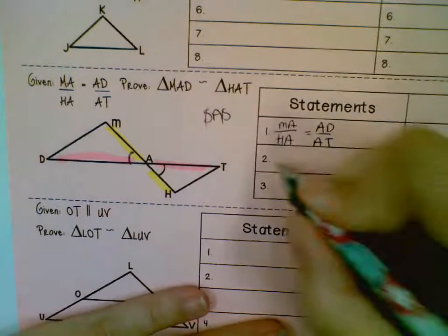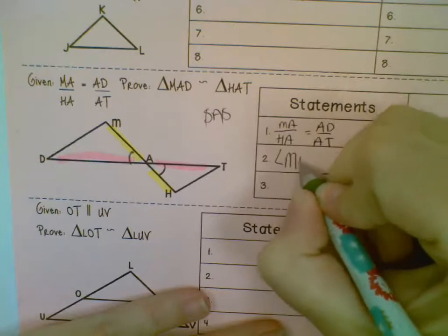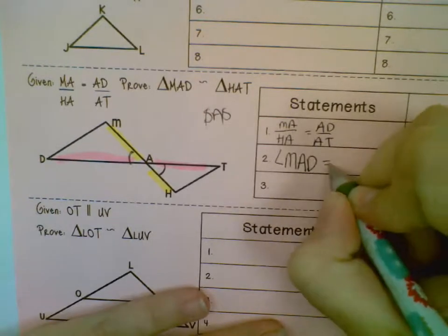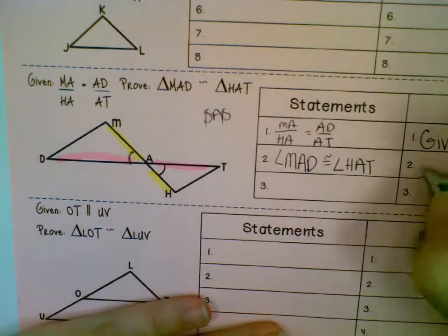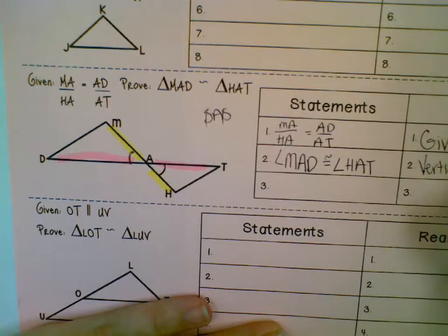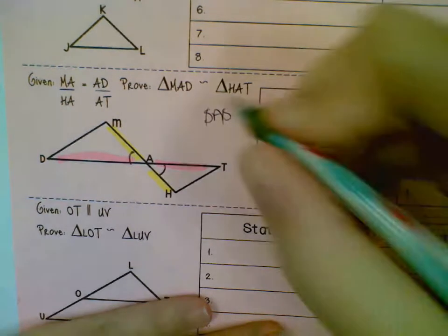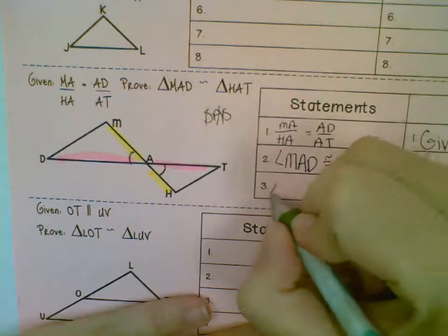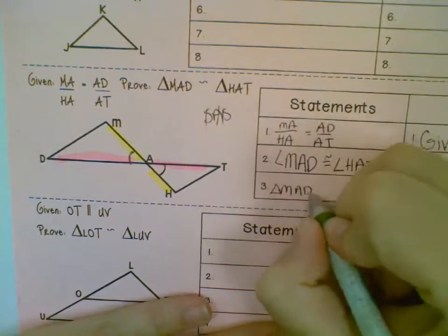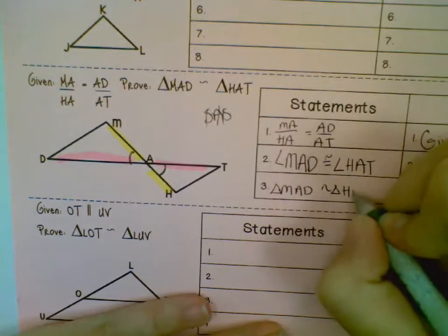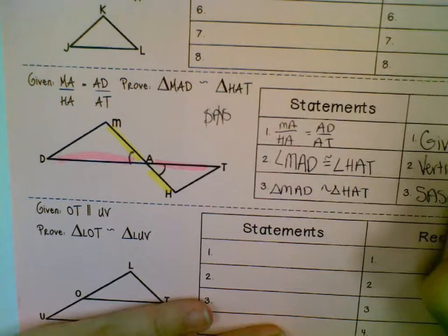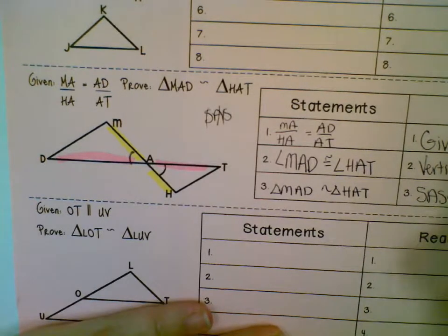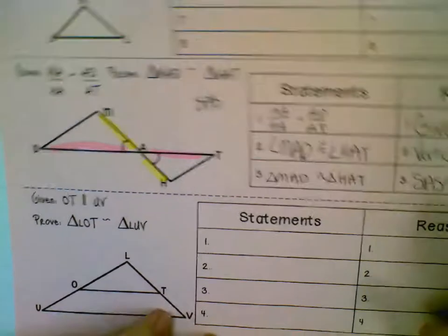The next thing is our angle, and we have our congruent vertical angles. So angle MAD is congruent to angle HAT because vertical angle theorem. Remember, that tells us that all vertical angles are congruent. So we've showed everything on our checklist, so that means that triangle MAD is similar to triangle HAT. So we got MAD HAT by the side angle side similarity theorem. Very good. So let's take a look at the bottom one.